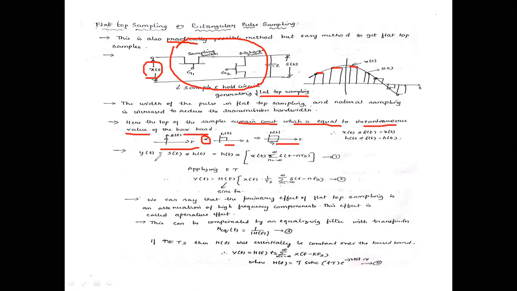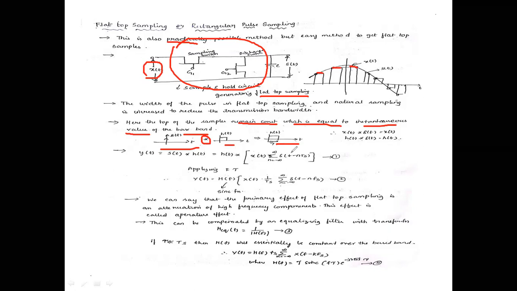What is the value of y of t? The delta of t convolved with h of t is equal to h of t. And what is the delta function? We know x delta of t, x of t into the sum of n equal to minus infinity to infinity, delta of t minus n Ts. Okay, my dear students.